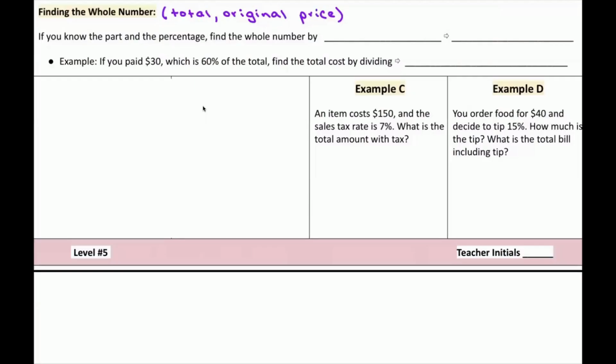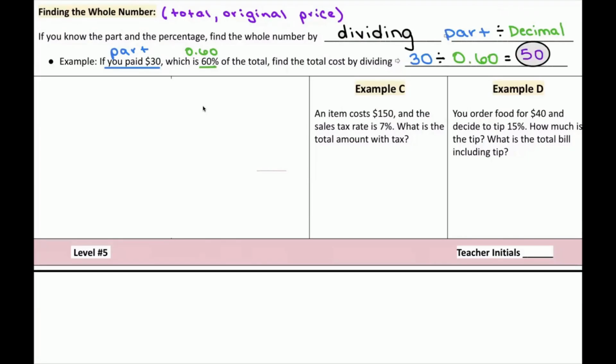Now let's focus on when the problem's asking for the whole number, or it's asking for the total or original price. So if the problem gives you the part and the percent, you'll find the whole number by dividing. Before we were multiplying. Now we're going to divide the part by the percent as a decimal. So if we paid $30, which is 60% of the total, find the total cost by dividing. We'll do 30 divided by 0.60, and that means the total cost is $50.